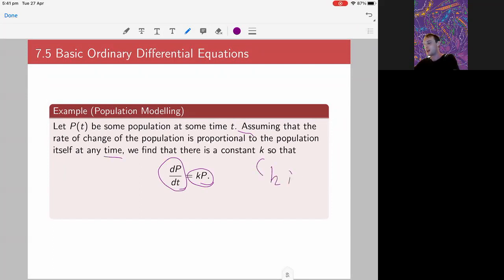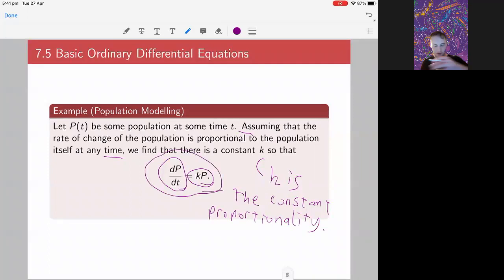K is the constant of, I hope I get this word right, proportionality, I think that's a word. K is the constant of proportionality. And that means that the way that you describe the population is through this differential equation. You say that the derivative of the population in time at any given time is the same as the population itself times this proportionality constant. So this is one way in which you specify a function that you're interested in, namely p of t, through describing how its derivatives behave.